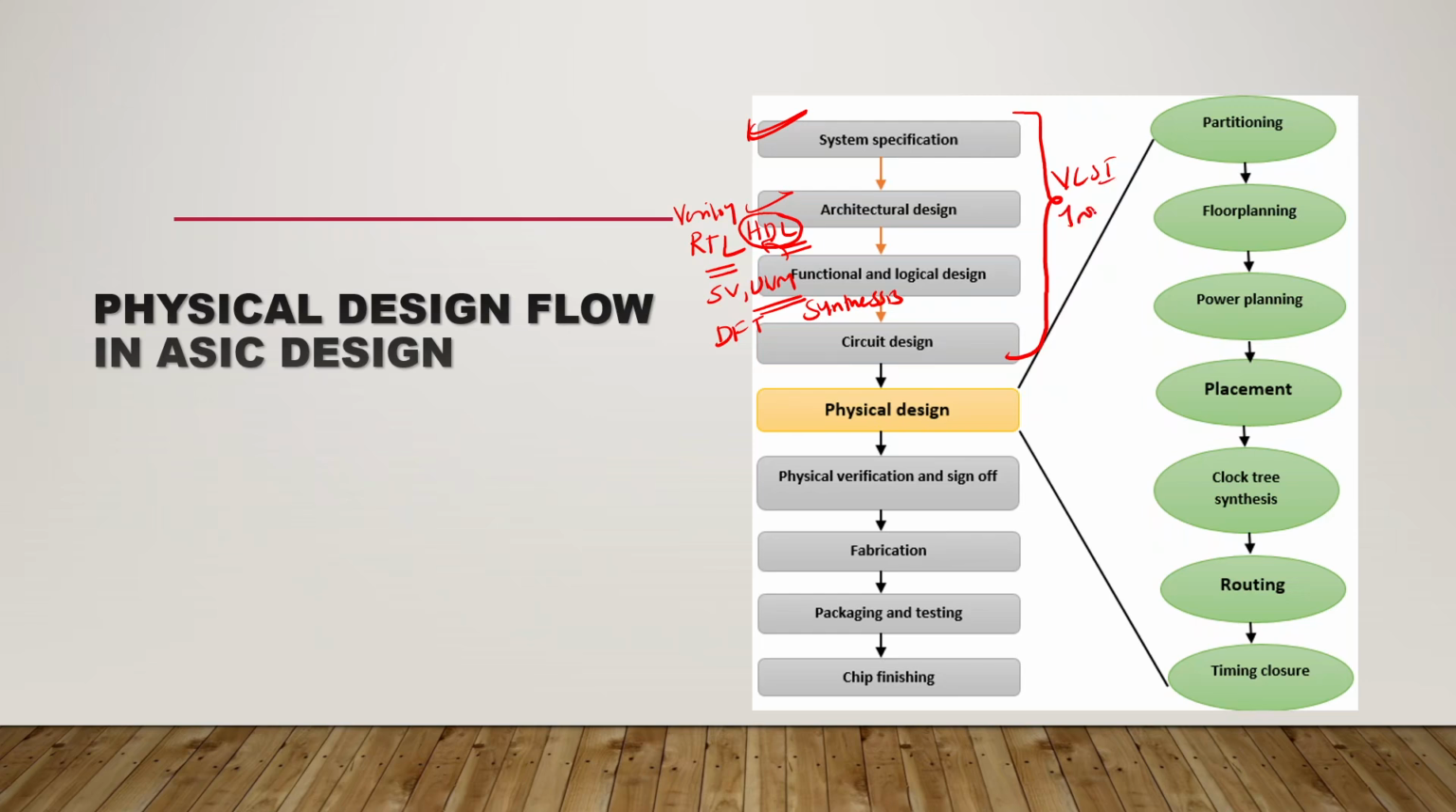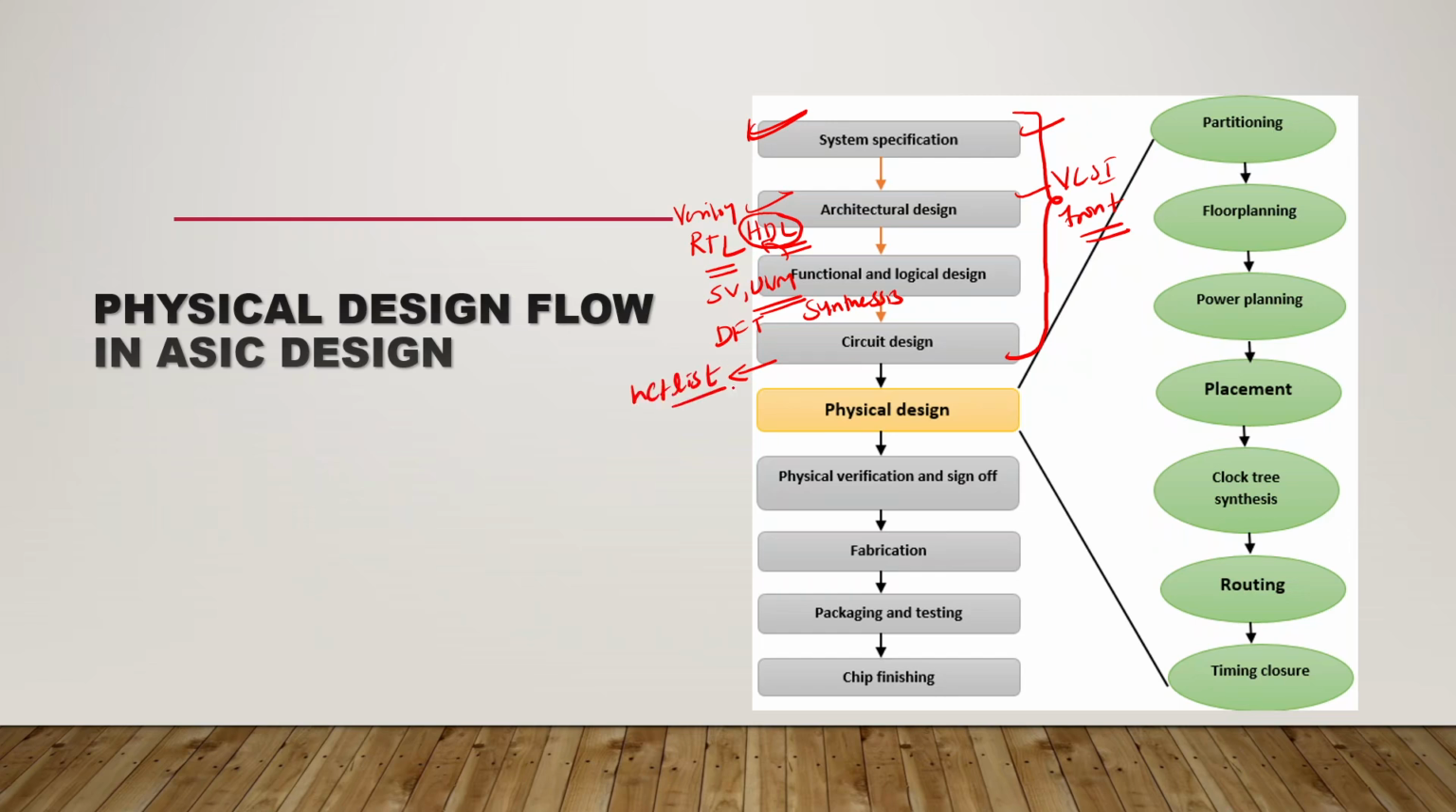VLSI front end. Front end people will design this. RTL designers will take the specification, and they will do the architectural design and functional logic design. That means in functional logic design, you will get simulation, as well as designing and verification also. So the input for the backend engineer is nothing but the gate level netlist.